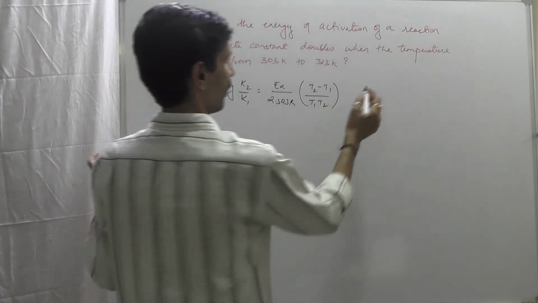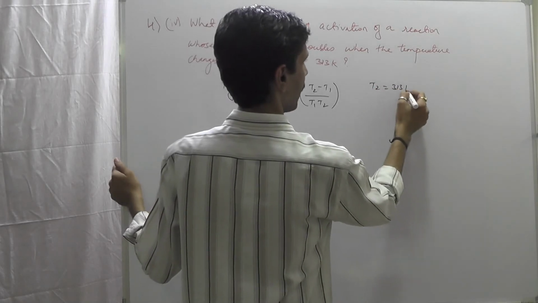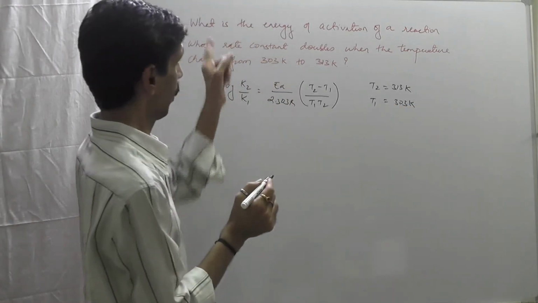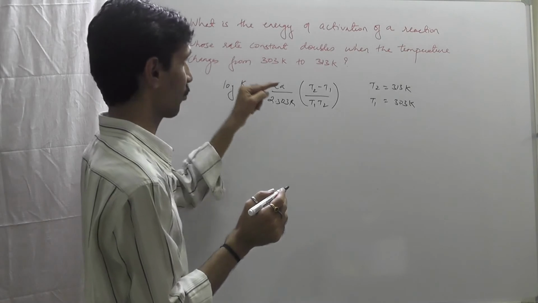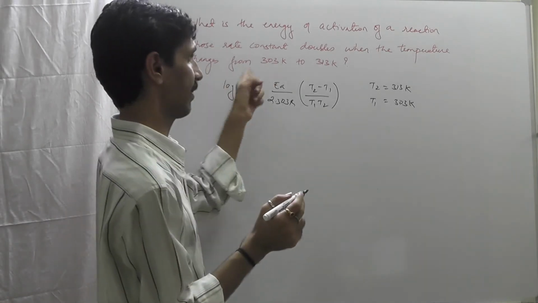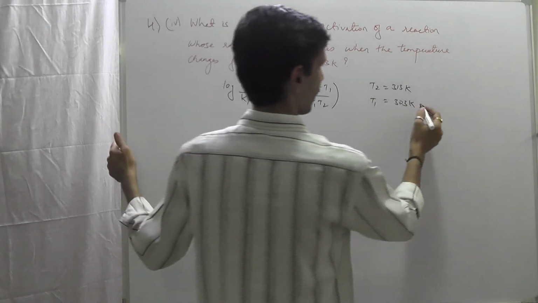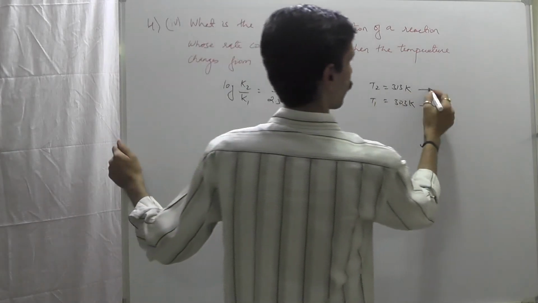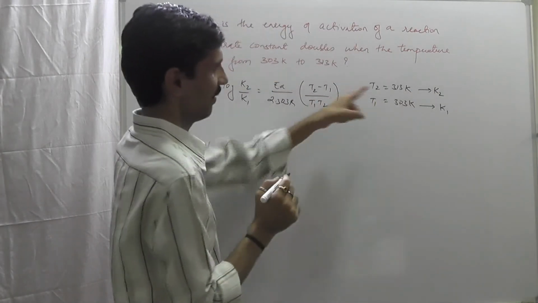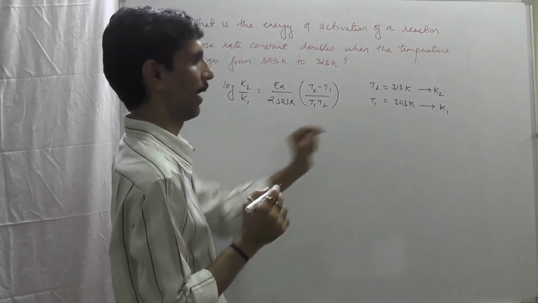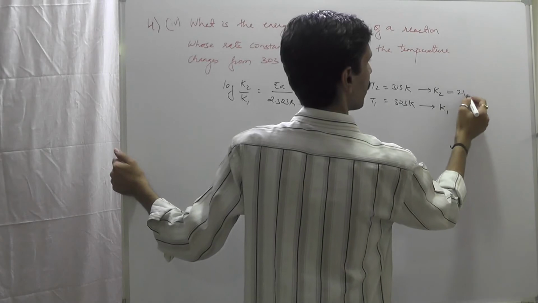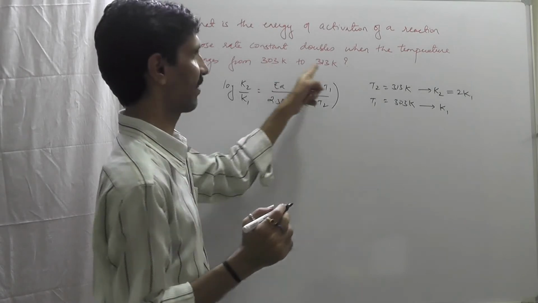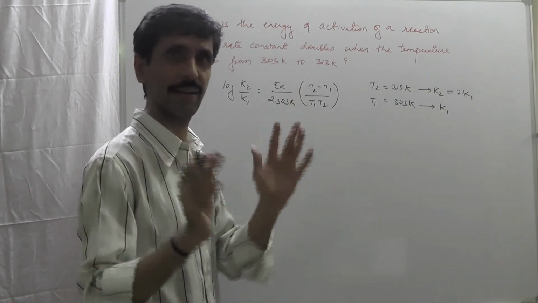अब as usual T2 is the higher value, so T2 will be equal to 313 Kelvin and T1 obviously will be 303 Kelvin. Okay, अब देखिए क्या बोला है. What is the energy of activation of a reaction whose rate constant doubles, okay, when the temperature changes from so and so. यानी इसका मतलब ये हो जाता है कि यहाँ पे जो रेट कांस्टेंट है दैट इज से K1, यहाँ पे जो रेट कांस्टेंट है वो है K2, and this at temperature of 313 Kelvin it should get double, so K2 should become equal to what? 2K1. समझ में आया? डबल हो जाना चाहिए.